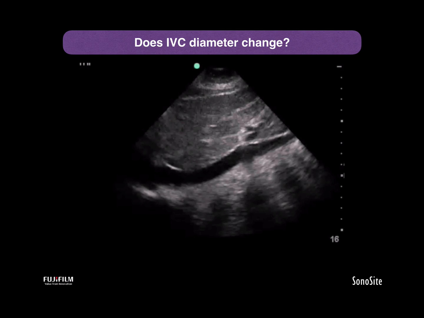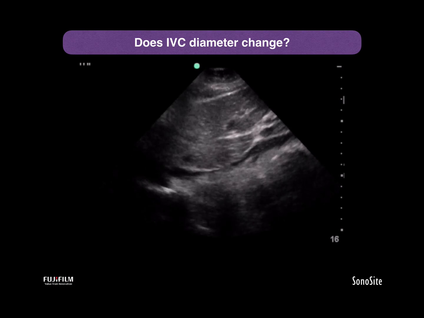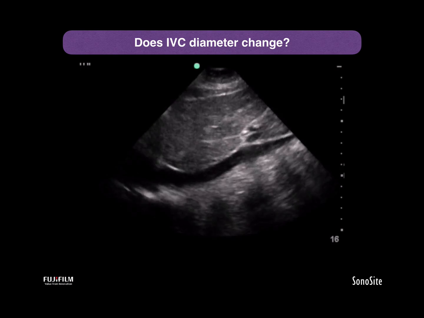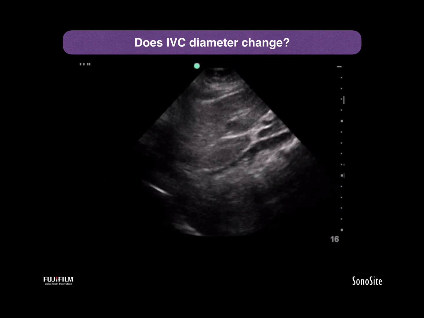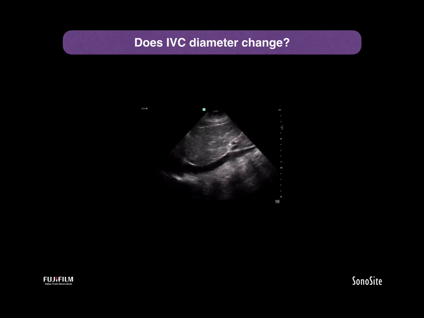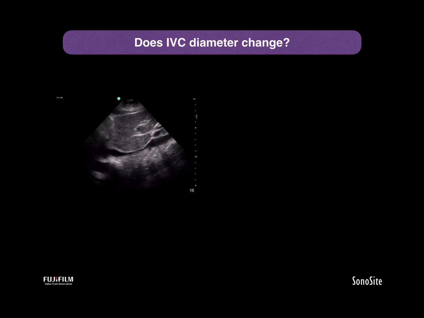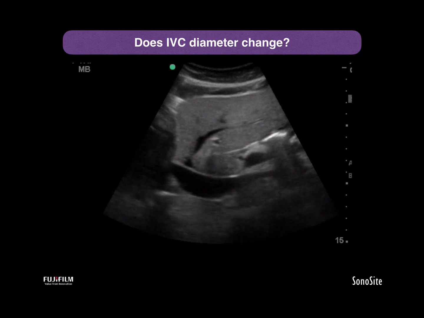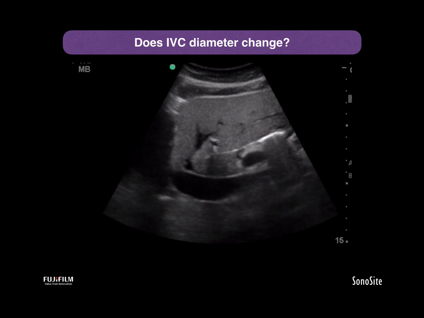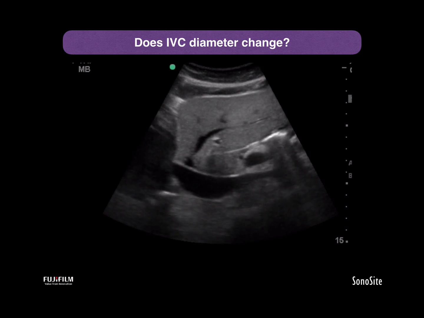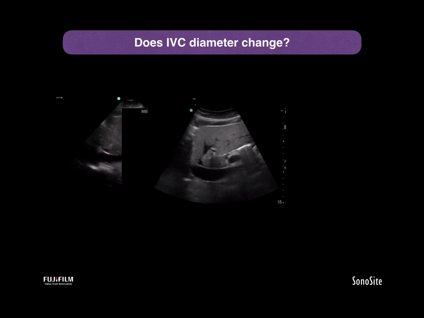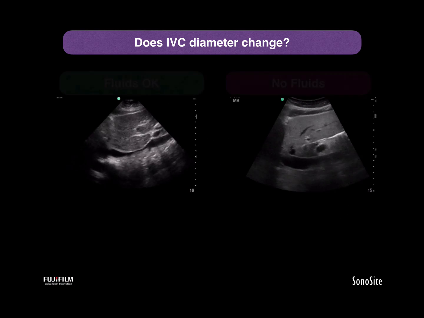This is an IVC that has greater than 50% respiratory variability, where it's actually collapsed during inspiration. So in these patients, you can definitely give fluids. Now, if you have an IVC like this, where you basically have very little respiratory variability diameter change, these patients are not going to be patients where you want to give fluids.